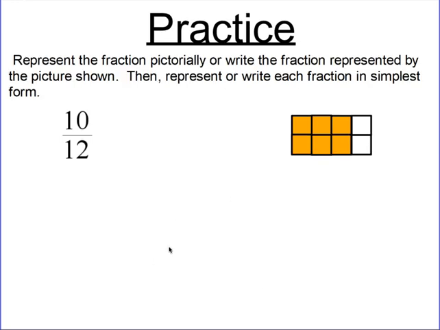Okay, so let's do some practice. Hit pause on your video. Do what the directions tell you to. So in the first fraction, draw a picture of it and shade it in. Try to draw it in simplest form too and see if you can. And for the second one, I just want you to tell me what fraction is being shown and then simplify that fraction.